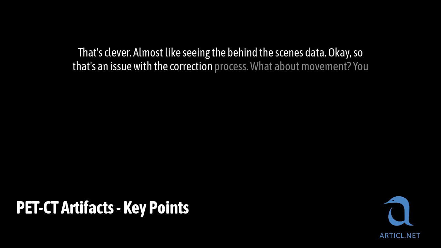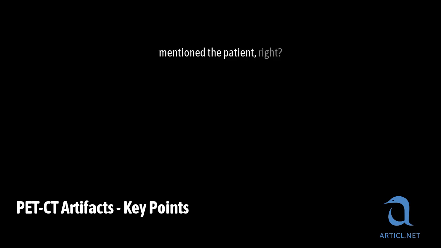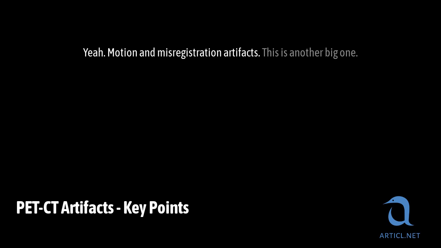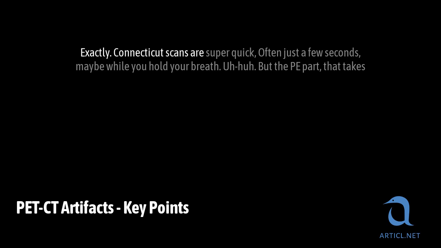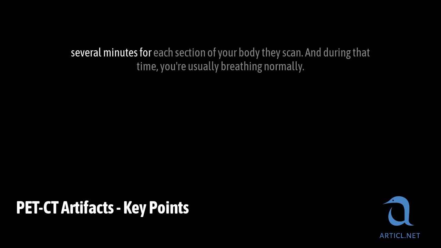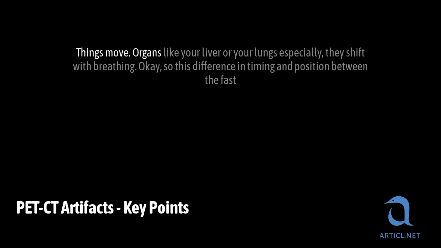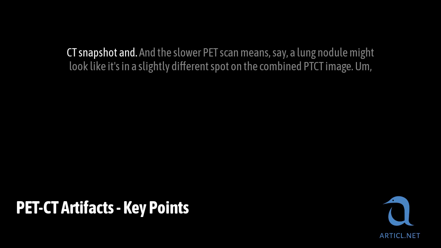Okay, so that's an issue with the correction process. What about movement? You mentioned the patient. Right, yeah. Motion and misregistration artifacts. This is another big one. Because the CT is fast, but the PET is slow. Exactly. CT scans are super quick, often just a few seconds, maybe while you hold your breath. But the PET part takes several minutes for each section of your body they scan. And during that time, you're usually breathing normally. So things move. Things move. Organs like your liver, or your lungs especially, they shift with breathing. So this difference in timing and position between the fast CT snapshot and the slower PET scan means, say, a lung nodule might look like it's in a slightly different spot on the combined PET-CT image.